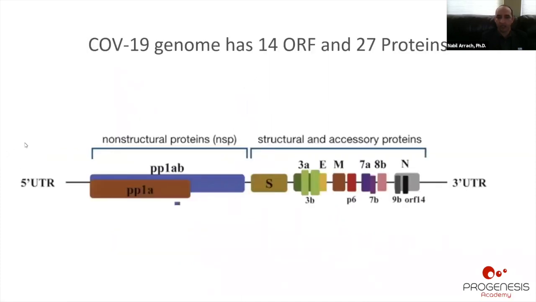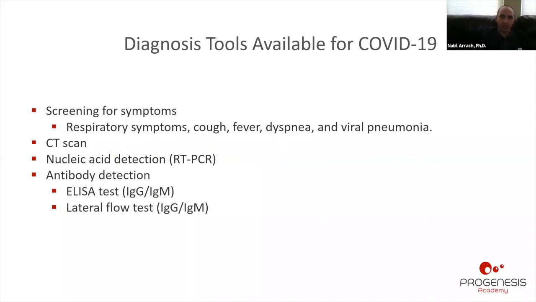So when you look at the genome of coronavirus COVID-19, it has approximately 30,000 base pair. For a virus like this, it is really a big genome compared to other viruses. Most viruses are below 20 kb, 20,000 base pair. It has 14 open reading frames and 27 proteins. And so today we're going to be talking about the tools that are available for COVID-19 testing.